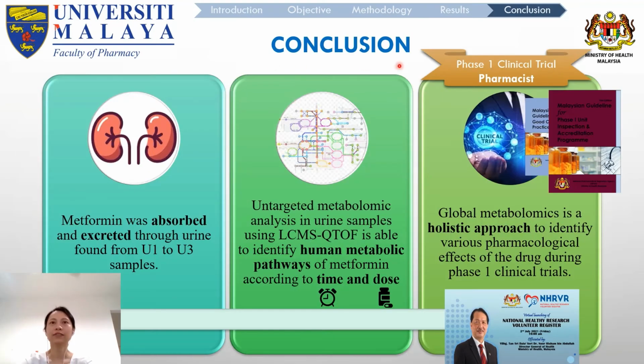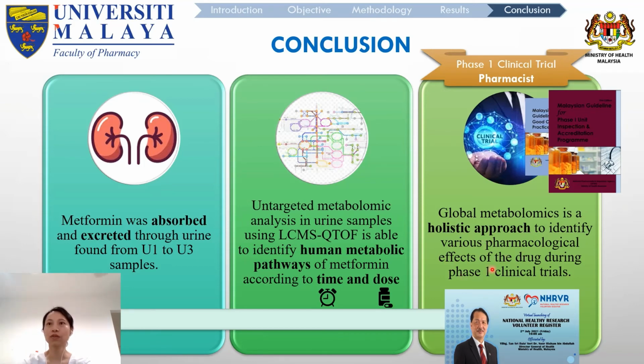Last, conclusion. Metformin was absorbed and excreted through urine, as shown in the metformin box plot. Untargeted metabolomics is able to identify the human metabolic pathway of metformin according to time and dose. Global metabolomics is a holistic approach to identify various pharmacological effects of the drug during phase 1 clinical trials.